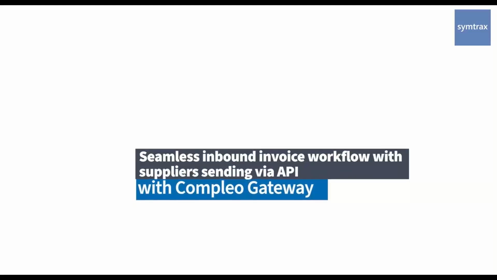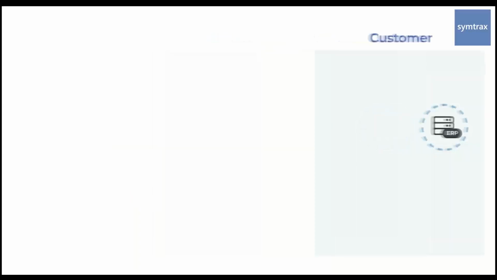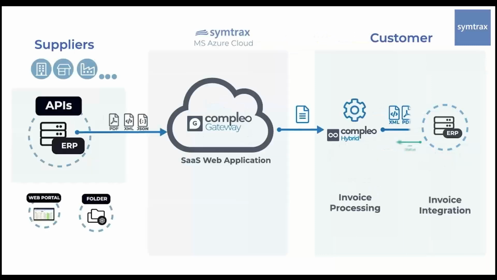So what we have here is a schema view. On the right-hand side, you can see your view that consists of invoice processing and invoice integration into your ERP, leveraging several document formats that are listed on the left-hand side. On the left-hand side, you can see the API connection, which we've highlighted, which allows your suppliers to send invoices straight into the SaaS web application using Compleo Gateway technologies.